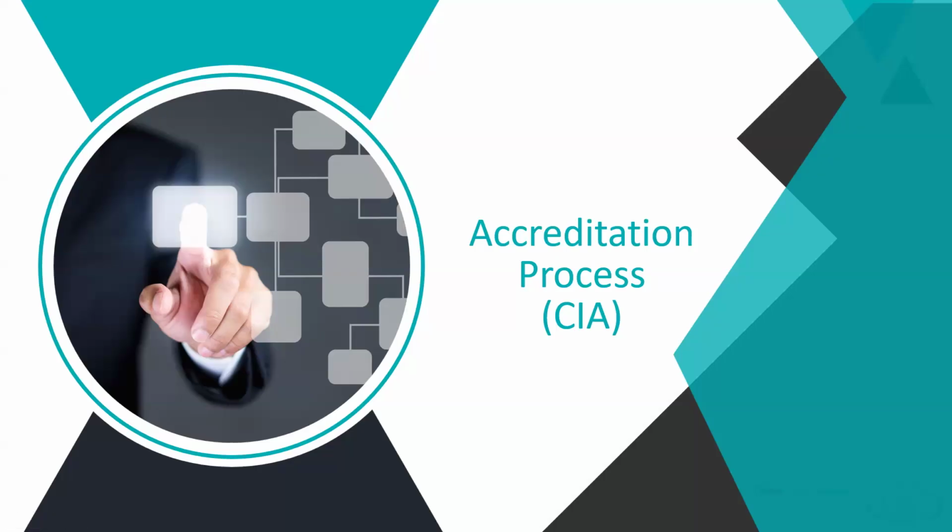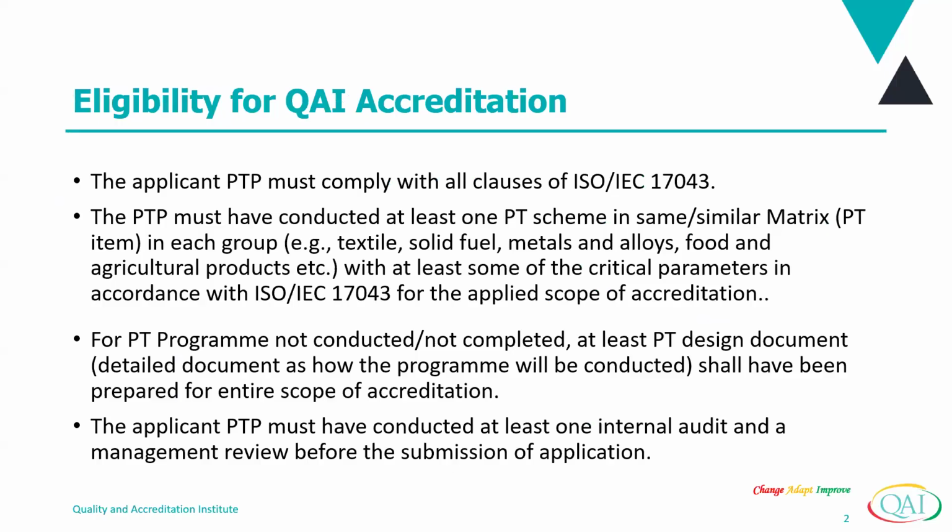Okay, now we will start with the accreditation process. Eligibility for QI accreditation: the applicant PTP must comply with all clauses of ISO IEC 17043. The PTP must have conducted at least one PT scheme in the same or similar matrix, PT item in each group, for example textile, solid fuel, metal and alloys, with at least some of the critical parameters in accordance with ISO IEC 17043 for the applied scope of accreditation.